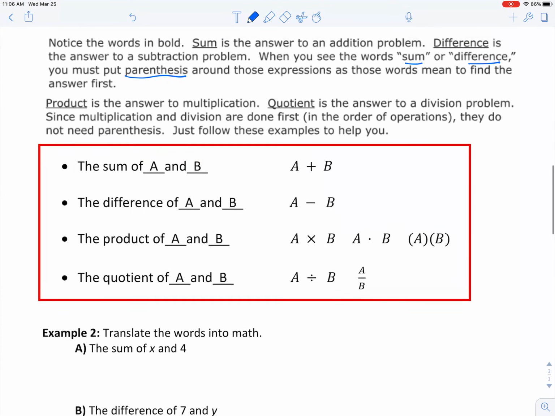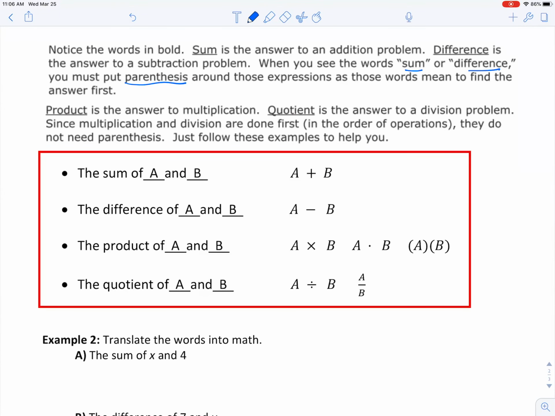I'm going to jump down to this box right here, this red box, and it says the sum of A and B. So that means A plus B, and I'm even going to put parentheses around that. Now I know that there is nothing else in that problem, but it's just a good habit to get into. And the difference of A and B, this second bullet point, I'm going to put parentheses around that too to show, okay, let's do that first.